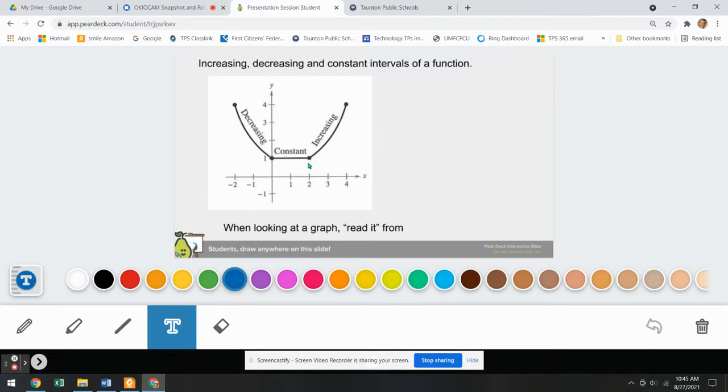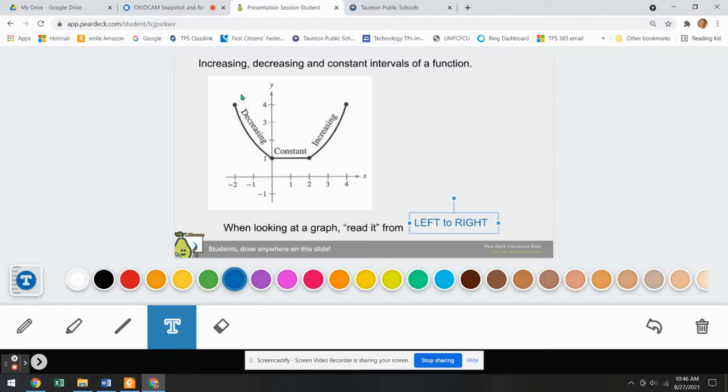Decreasing, constant, and increasing. You want to read this. So at the bottom it says, when looking at a graph, read it from, and this is really important, left to right. It's just like we read. So that's nothing new. But I can picture people saying like, well, if I start from right to left, here I would be decreasing. But we always start from the left and go to the right.